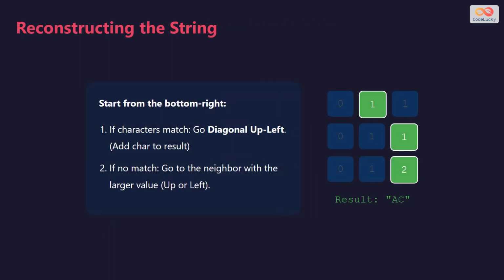Often, we need the actual string, not just the length. To find it, we start at that bottom right cell and trace our path backwards. If the characters matched at that position, we move diagonally up left and write down that character. If they didn't match, we move to the cell with the larger value, either up or left. We repeat this until we hit a 0.